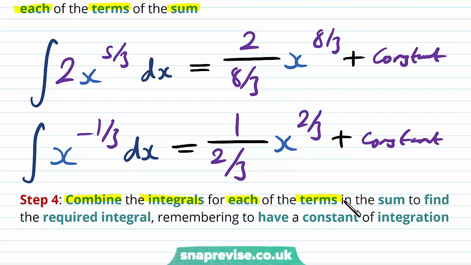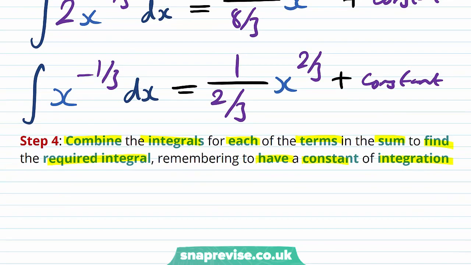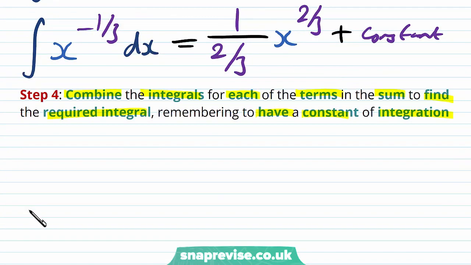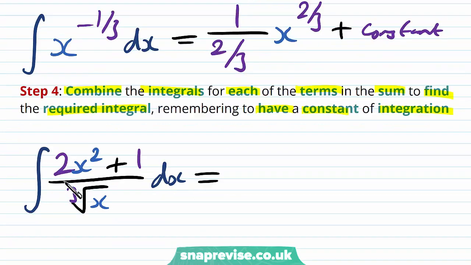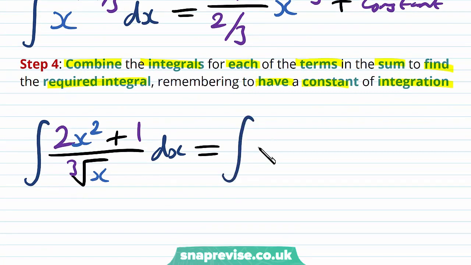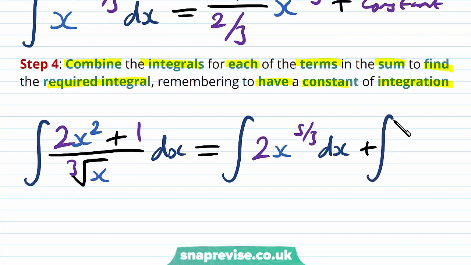Now we're going to be adding up the two integrals, and so we're going to combine the integrals for each of the terms in the sum to find the required integral, remembering to have a constant of integration. So in general, we're looking for the integral of 2x squared plus 1 divided by the cube root of x with respect to x. And we've now managed to split this up into two integrals. Firstly, the integral of 2x to the power of 5 over 3 with respect to x, and secondly, the integral of x to the power of minus 1/3 with respect to x.